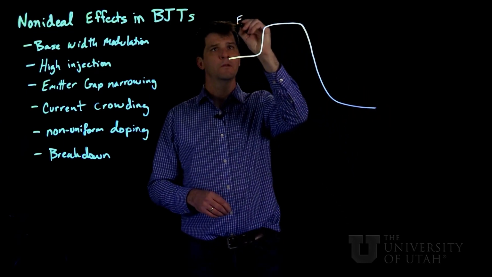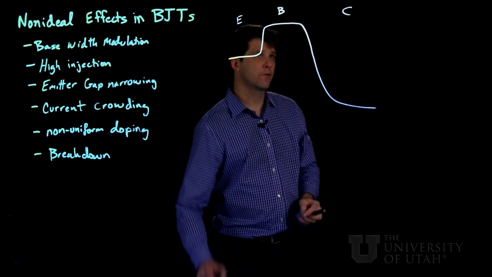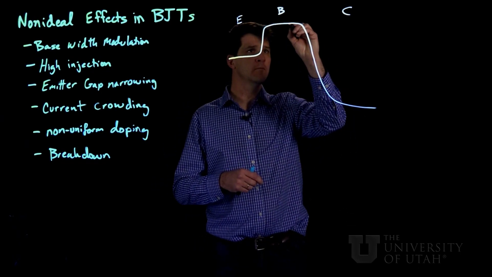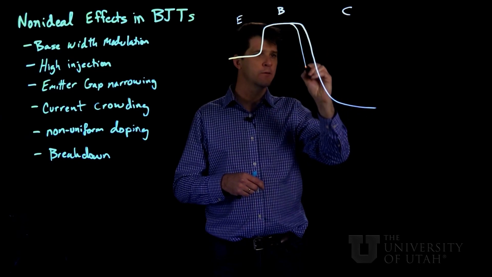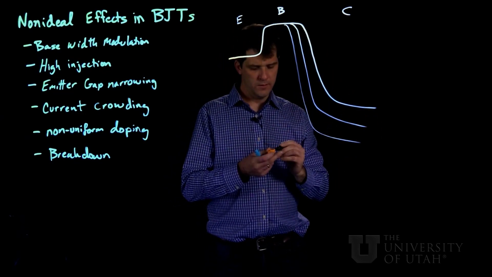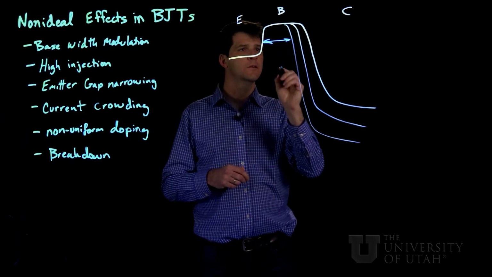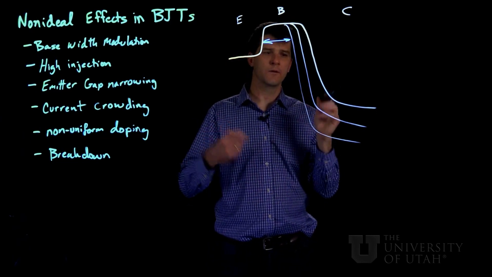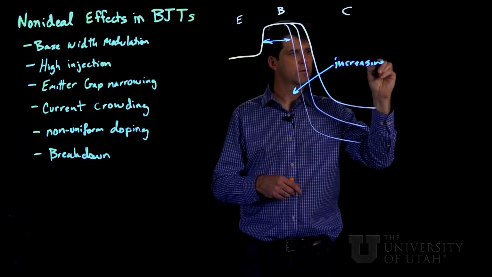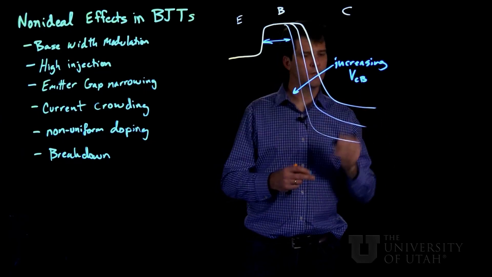we have our emitter, base, and collector. And if we start applying more and more base collector voltage to increase the collection, the width of the quasi-neutral region here in the base is going to get smaller and smaller. So this is with increasing V between the collector and the base.